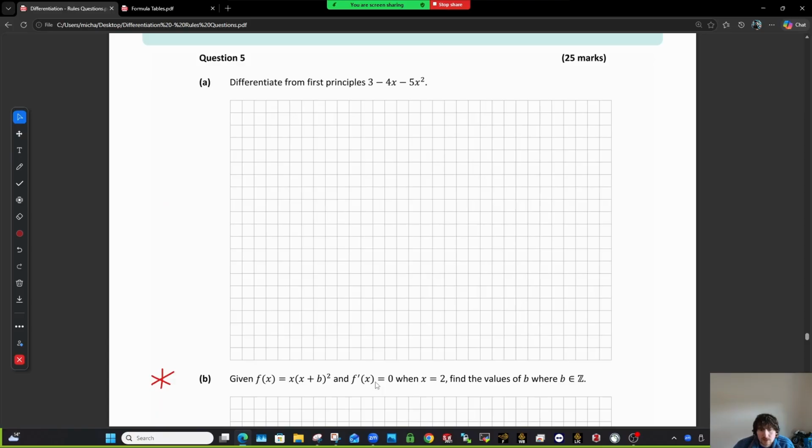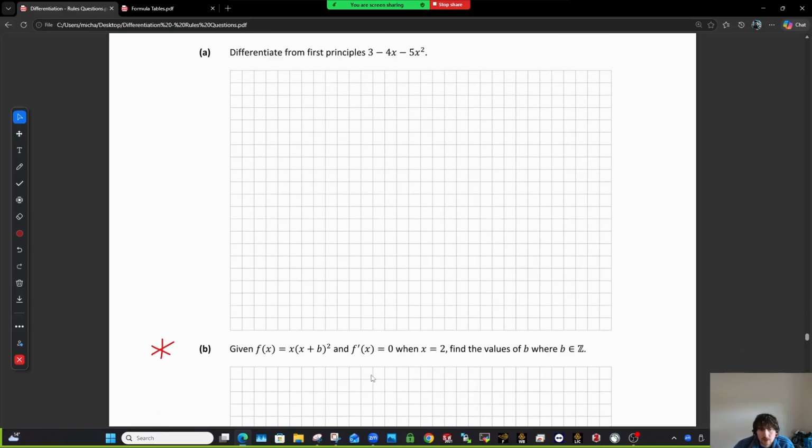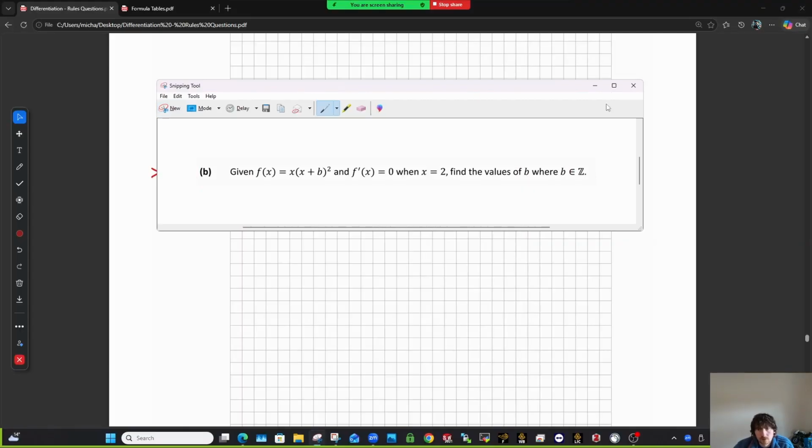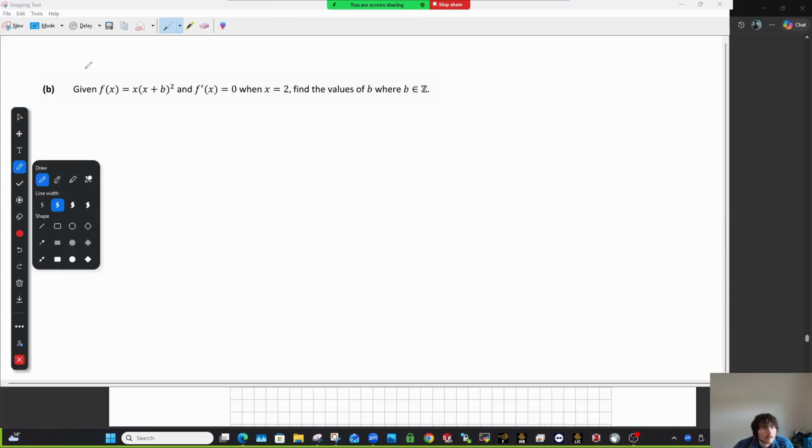Given f(x) is this, find the values of b. Okay, so we'll do what they're doing here. Pause the video, give it a go, of course. f(x) is equal to this thing. f'(x) is equal to 0 when x is 2, find b. Okay, so you just kind of follow an instruction here.